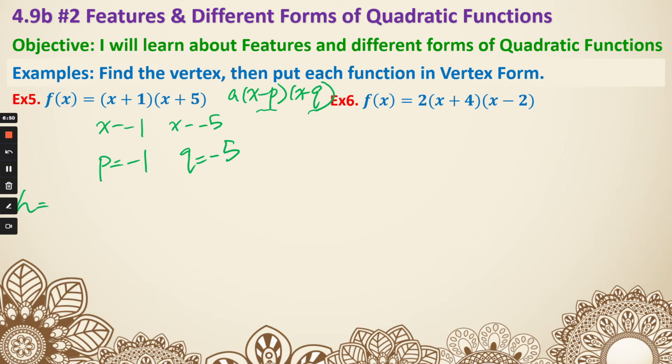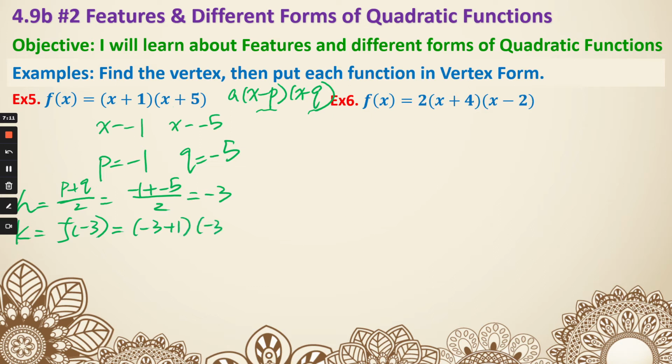That means my h is p plus q over 2, which is -1 plus -5 over 2, which is -3. And my k is plugging in the h, which is -3, so finding f of -3. That's going to be -3 plus 1 and -3 plus 5. After calculating that, this is -2, that's +2, we're going to get -4. So it's asking to find the vertex. My vertex is hk, so it's got to be -3, -4.